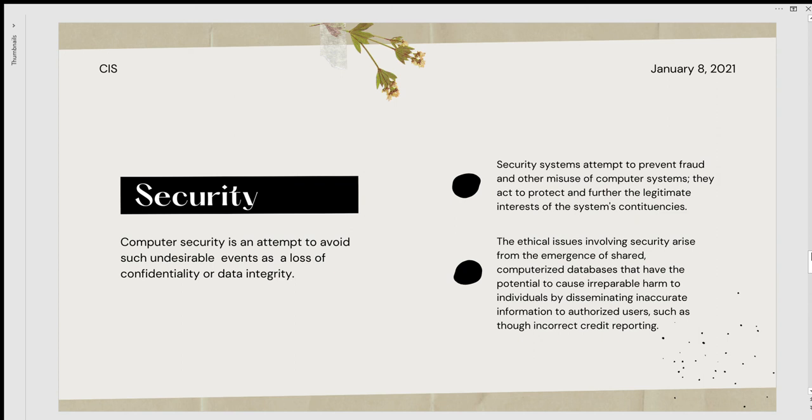Computer security is an attempt to avoid such undesirable events as a loss of confidentiality or data integrity. Security systems attempt to prevent fraud and other misuse of computer systems. They act to protect and further the legitimate interests of the system's constituencies. The ethical issues involving securities arise from the emergence of shared computerized databases that have the potential to cause irreparable harm to individuals by disseminating inaccurate information to authorized users, such as the incorrect credit reporting.